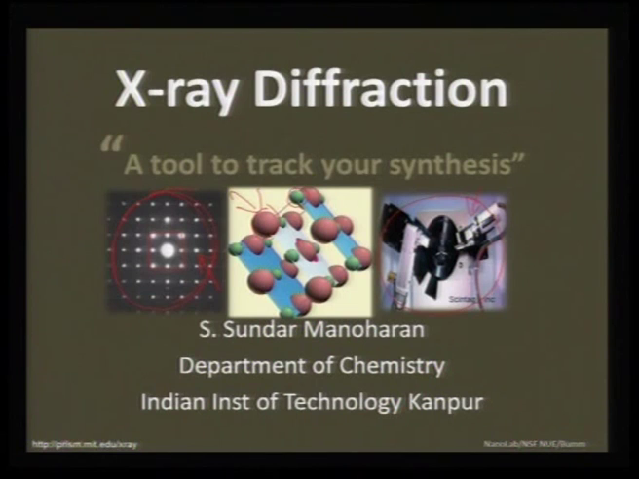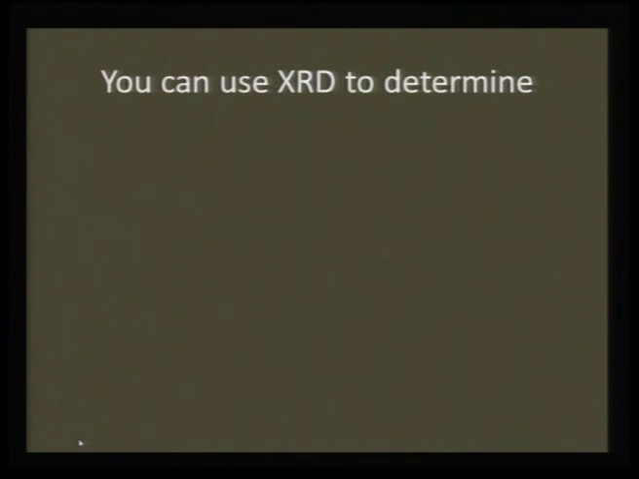So, this cartoon shows one of the latest versions of a diffractometer which can be used for getting an X-ray pattern of a particular material. So, let us go progressively in this talk to understand what sort of information I can get about X-rays, about a lattice or about a material that I am synthesizing.